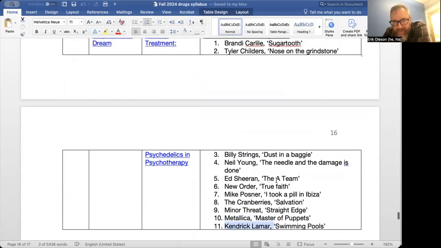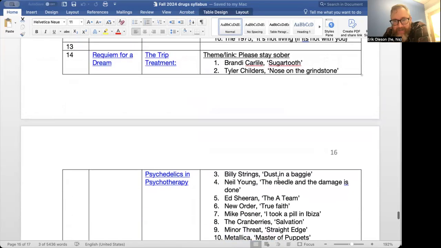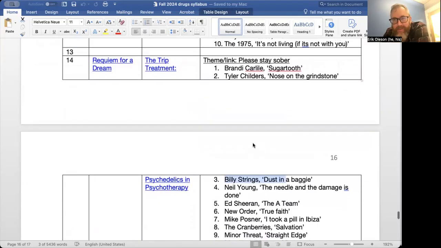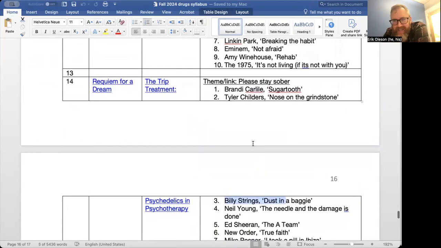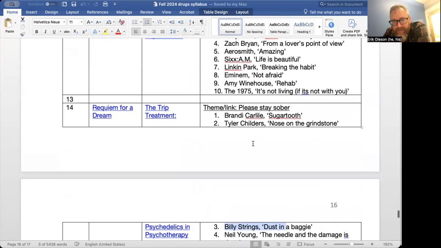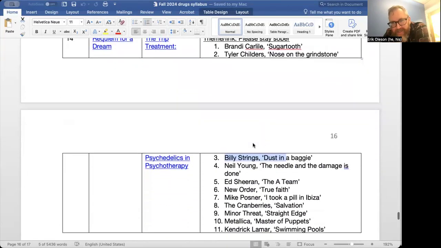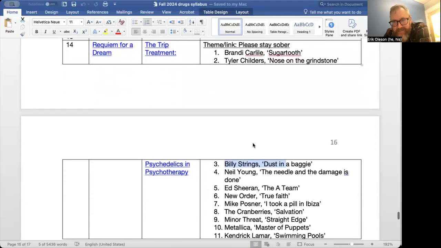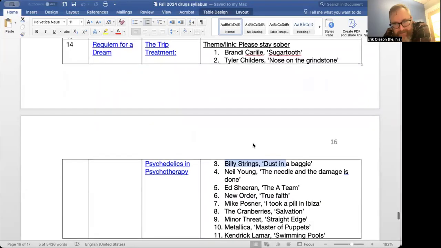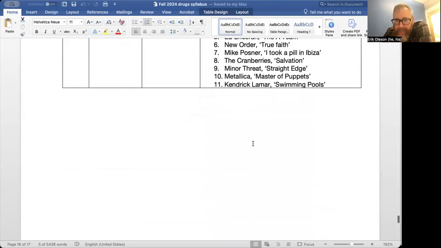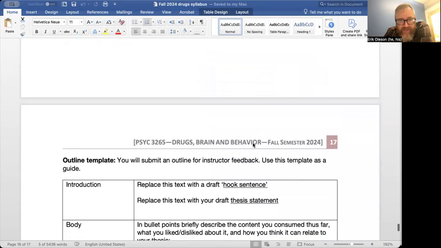Again, Kendrick Lamar, just wow. Billy Strings, one of my favorite young artists. He's been through the ringer and seen how methamphetamine has affected loved ones in his life, and has some pretty strong opinions about staying away from the dust in the baggie. So I don't know, a lot of good choices in there.